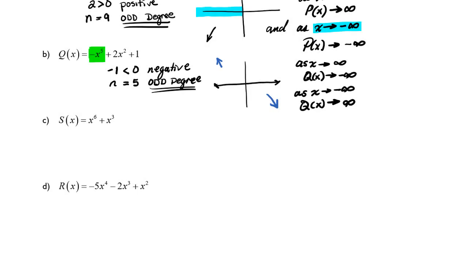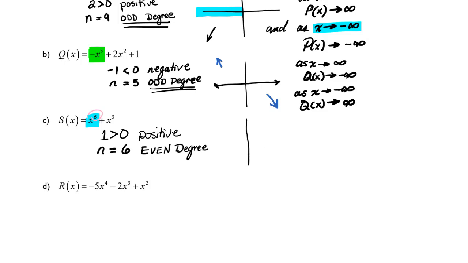Now let's look at s of x equals x to the sixth plus x to the third. Our leading term is x to the sixth. We have our leading coefficient of 1, which is greater than 0, so it's positive. Our degree is 6. So n equals 6, meaning it is an even degree polynomial.